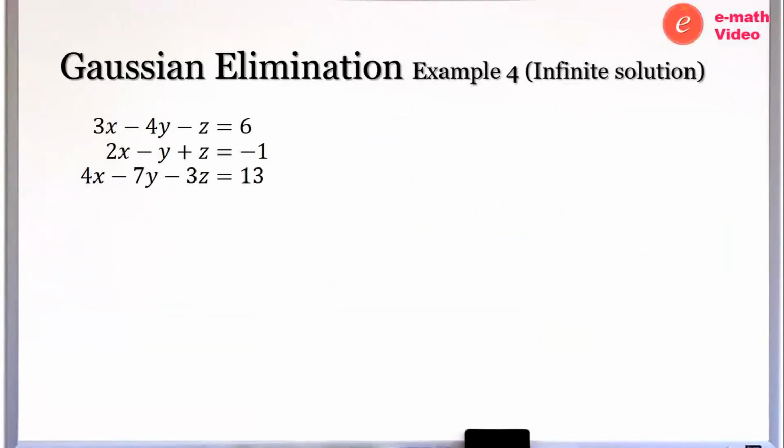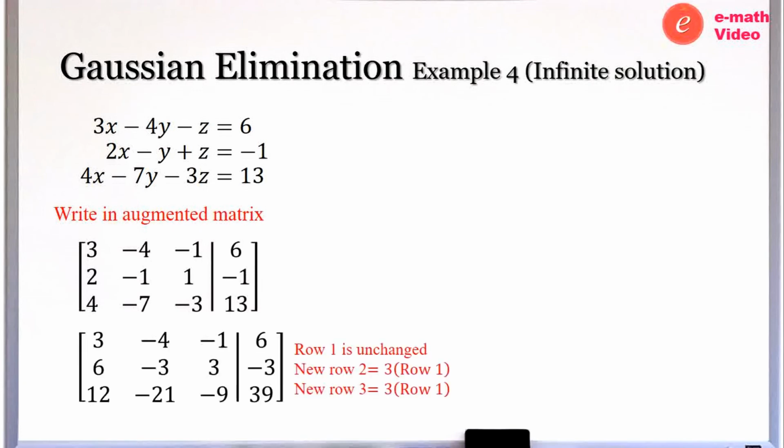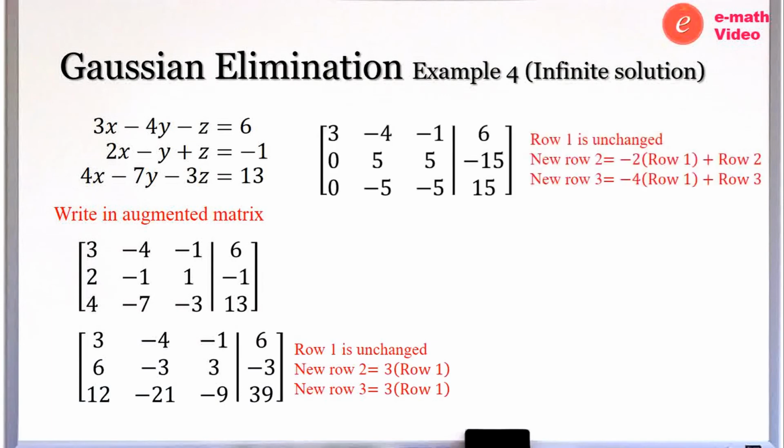Example 4. Infinite solution. First, we write in augmented matrix. We try multiply the second and third row by 3, so that each number in the first column is a multiple of the number above it. Next, we multiply first row by negative 2, add it to second row. We also multiply first row by negative 4, add it to third row. Row 2 and row 3 looks very similar, huh?